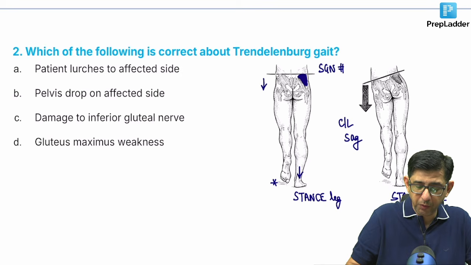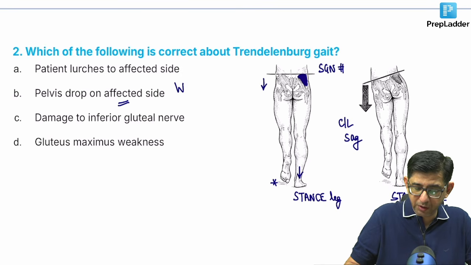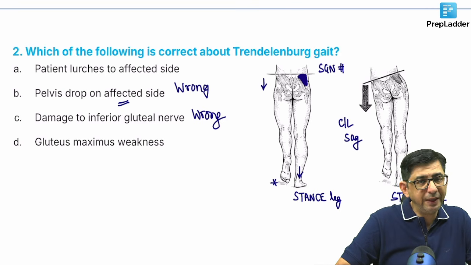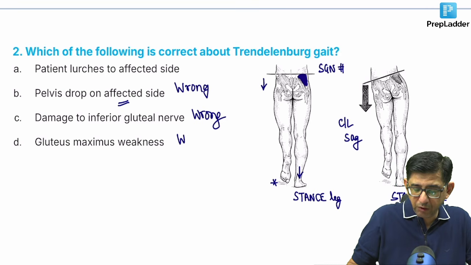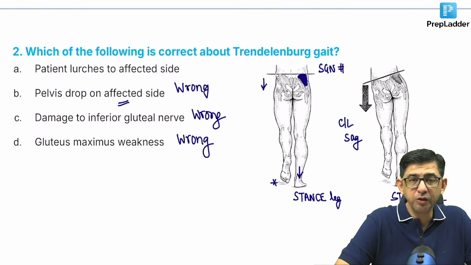This is a wrong statement because the drop of the pelvis is happening on the contralateral side, right? So this is a wrong statement. Damage to the inferior gluteal nerve, you would have already solved that. It was damage to the superior gluteal nerve. And what is the muscle that is involved here? Gluteus medius and minimus. So maximus is not involved, right? So therefore three options are wrong and therefore there is a lurch to the affected side.